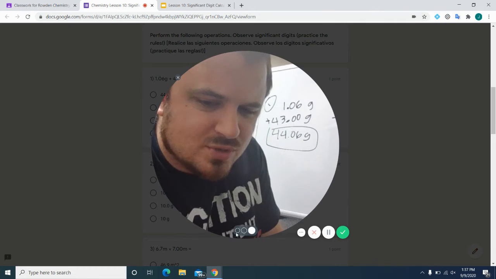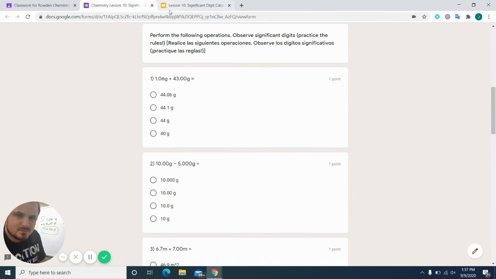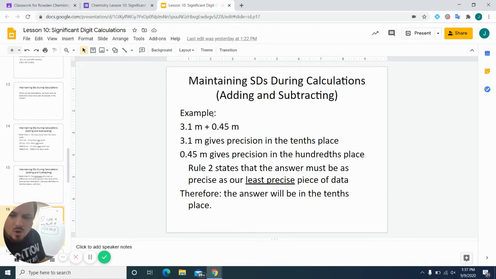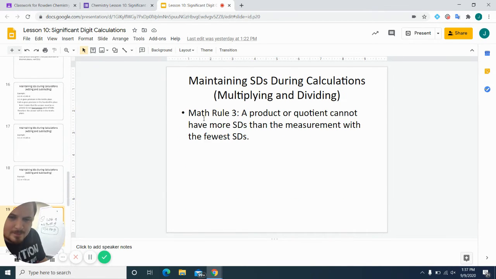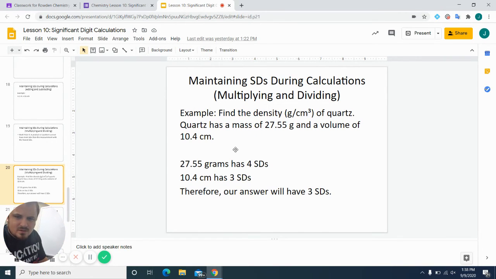Okay, now let's look at the rules for multiplication. So when you multiply, you cannot have more significant digits than the measurement with the fewest significant digits. Okay, so when you multiply or divide, you count how many significant digits, and then you round it so you'll have the same number of significant digits. So it's going to be like this.